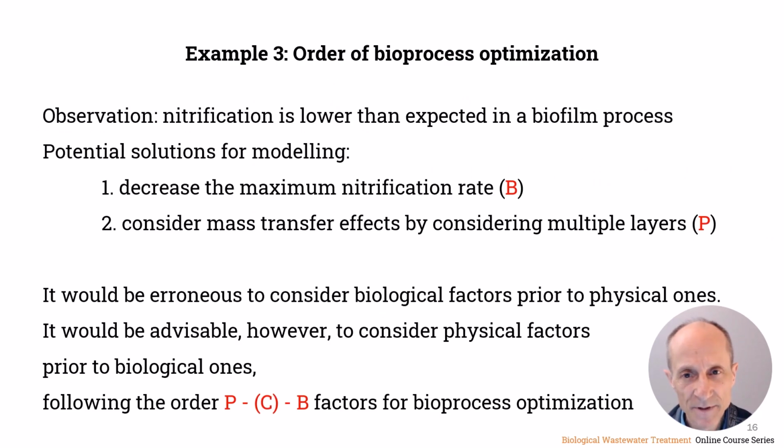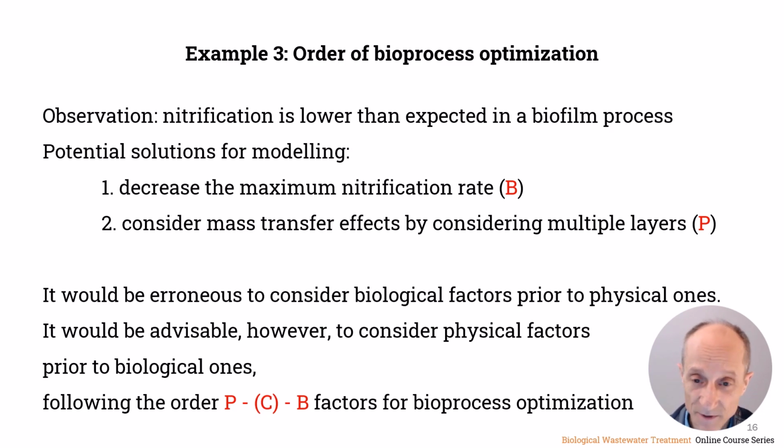A final example is given to illustrate the proper order of bioprocess optimization. If nitrification were to be observed to be lower than expected in a biofilm process, modeling solutions could be first, to decrease the maximum nitrification rate, which is a biological factor, or to consider that mass transfer effects should be dealt with by dividing the biofilm into multiple layers to better account for mass transfer limitation, which is a physical factor. It would be erroneous to consider biological factors prior to physical factors.